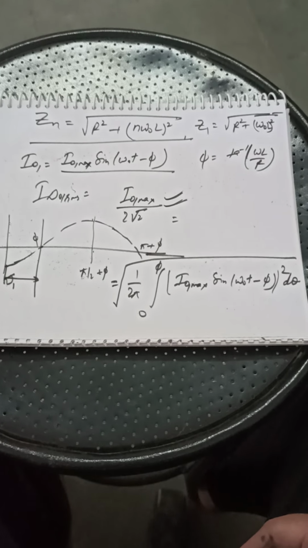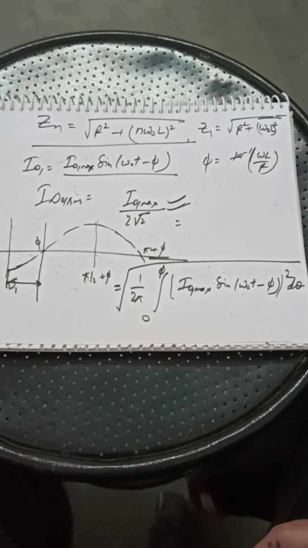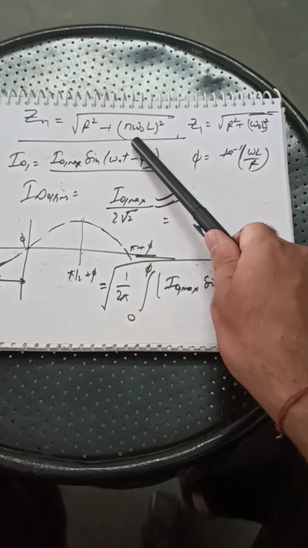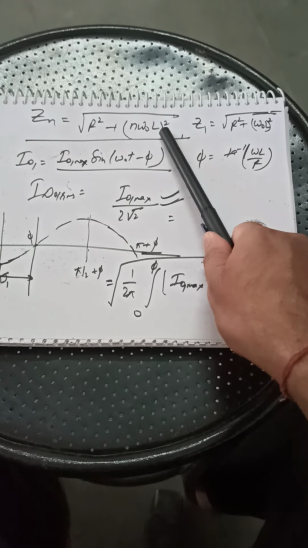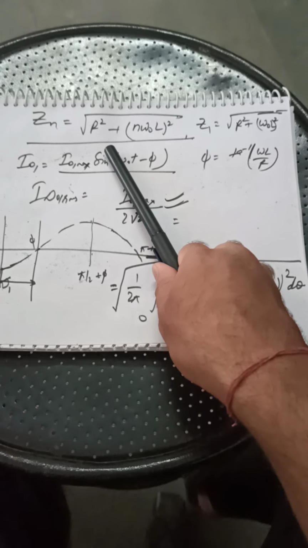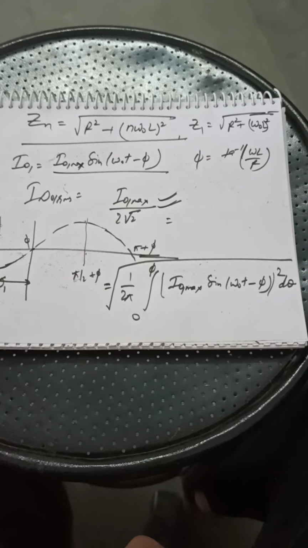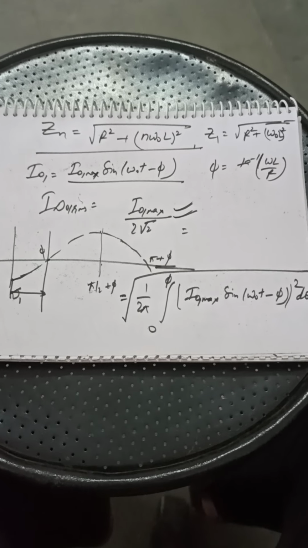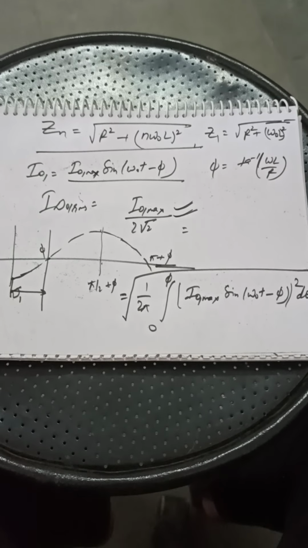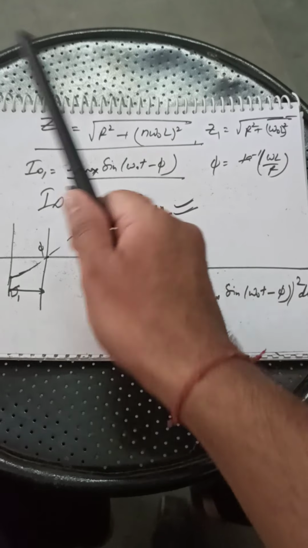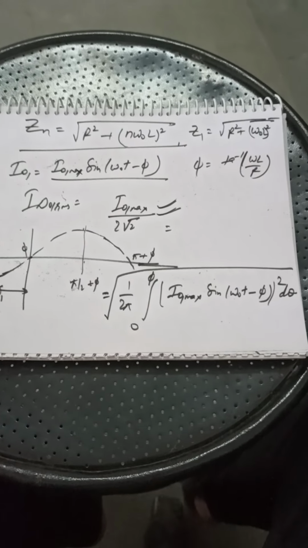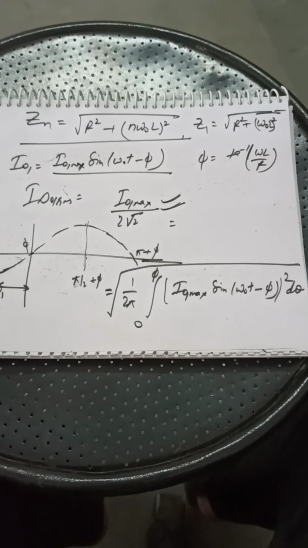Yes, if you are having a pure resistive load, then you have to make this L, the value of L in this expression, 0. Then Zn will become automatically R. When we are dealing with a purely inductive load, then we will simply make this R 0. So we will be left with only the n omega naught L term.